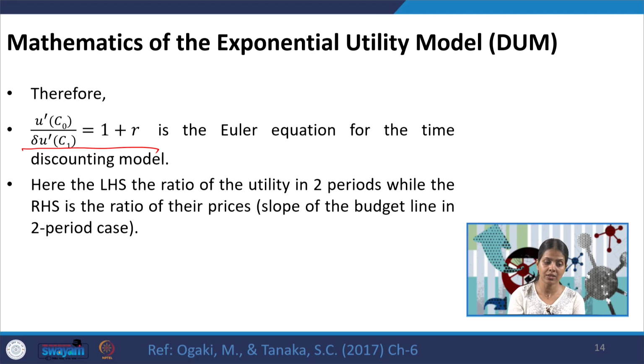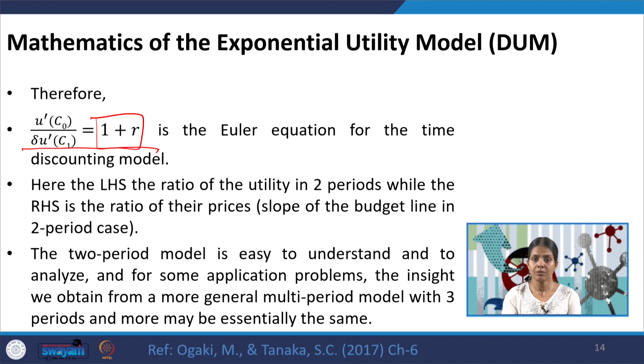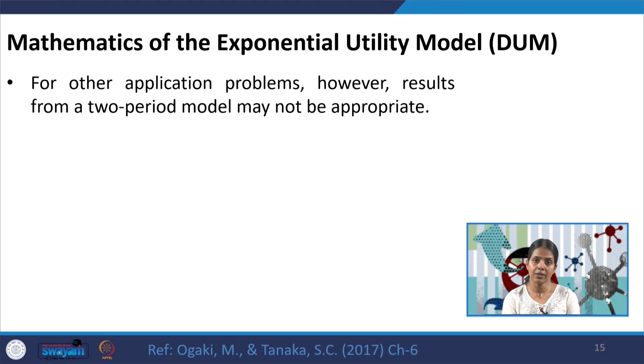So, this also we discussed that 1 plus r is basically the relative price of consumption in period 1 and 2. The 2 period model is easy to understand and to analyze, and for some application problems the insight we obtain from a more general multi-period model with 3 periods and more may be essentially the same. For other application problems, however, results from a 2 period model may not be appropriate.